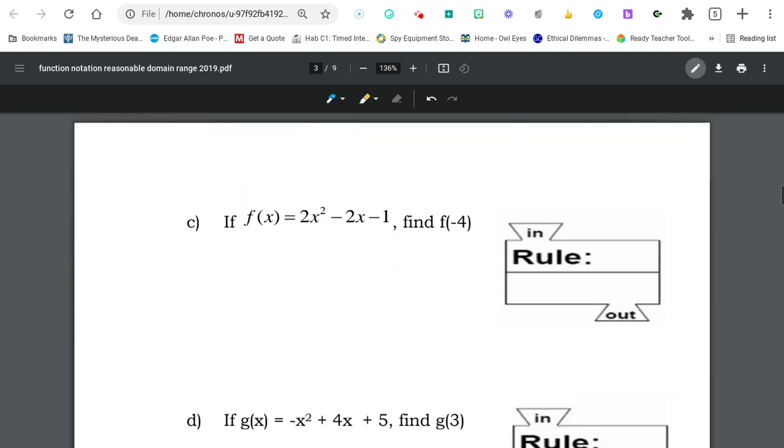All right, let's take a look at C. Again, make sure you're pausing the video and taking notes for me, okay? If f of x equals 2x squared minus 2x minus 1, you're going to find f of negative 4. Okay, evaluate the function f at negative 4. And it doesn't have to always be f. It could be h of x. It could be g of x. I don't know, it could be anything. It doesn't even have to be x.